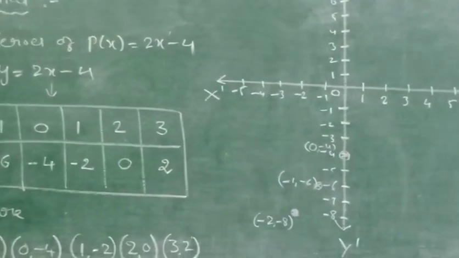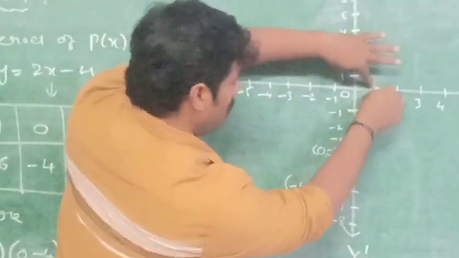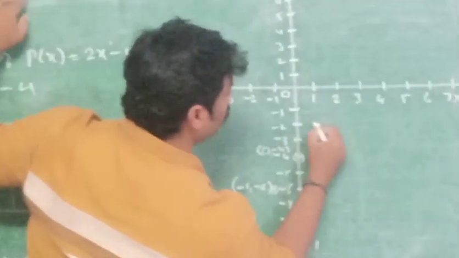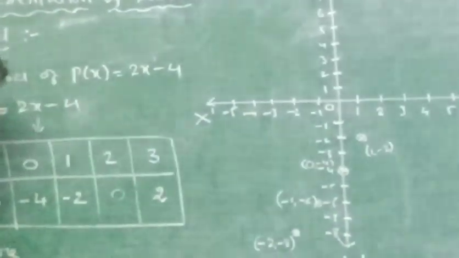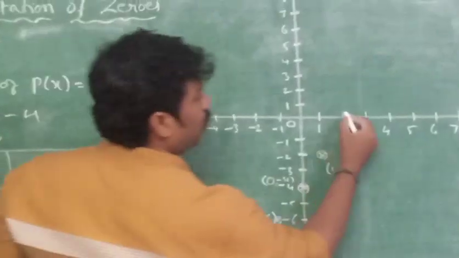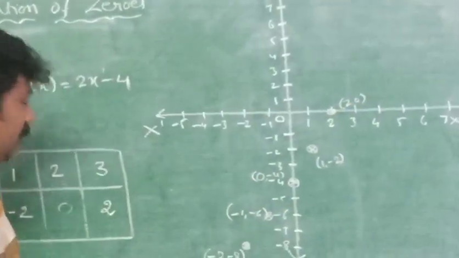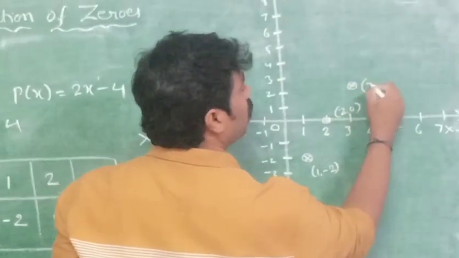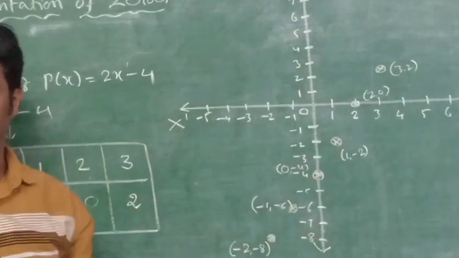After that 1 comma -2. So 1 positive value, and -2 means we'll get here. This is 1 comma -2. Similarly 2 comma 0. After that 3 comma 2. So these are the points you have to plot on the graph.